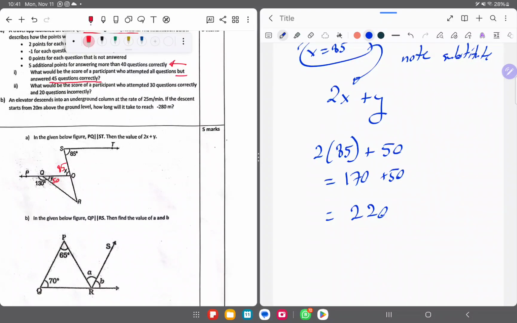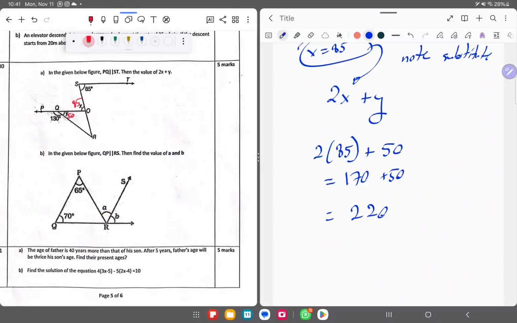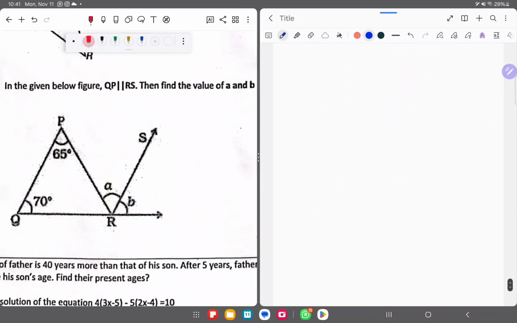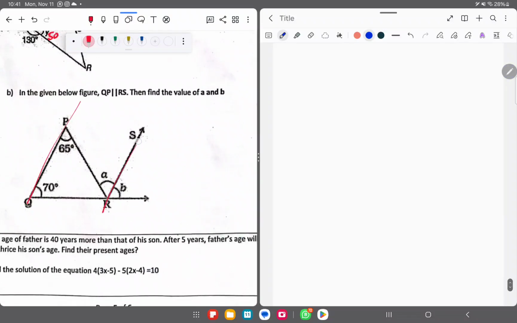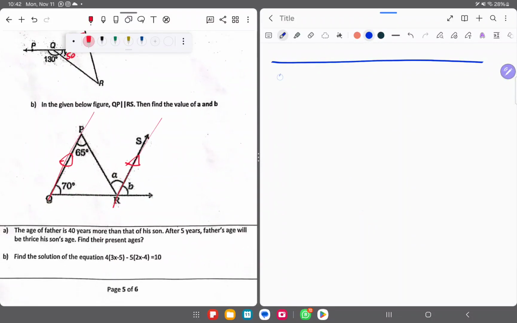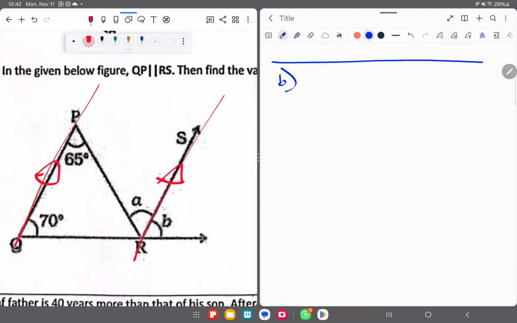Okay, next. This one. In the figure, PQ and RS, PQ, RS. Find the values of A and B. Okay, so if this one is B, why am I drawing over there? This one is 65, this one is parallel to this one.